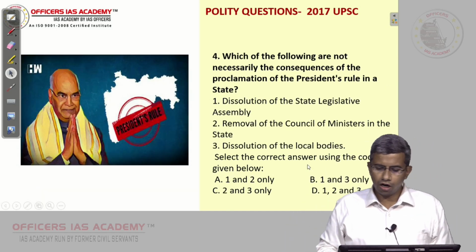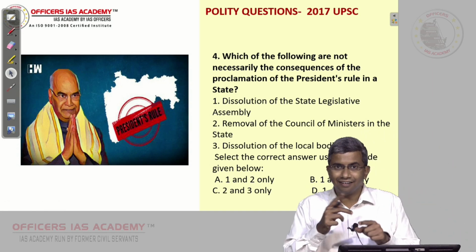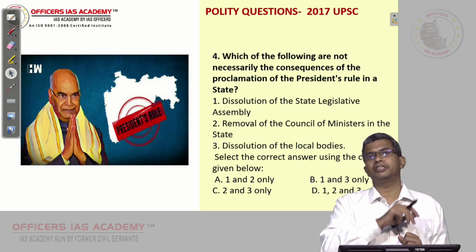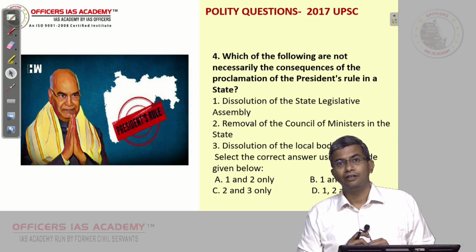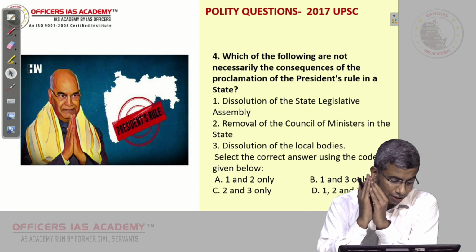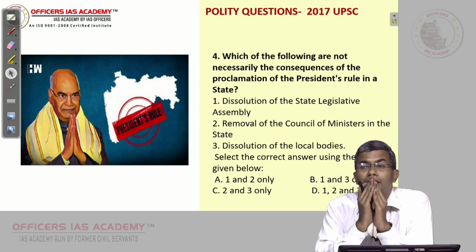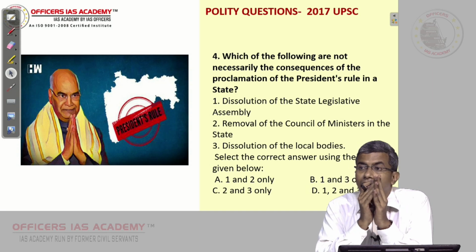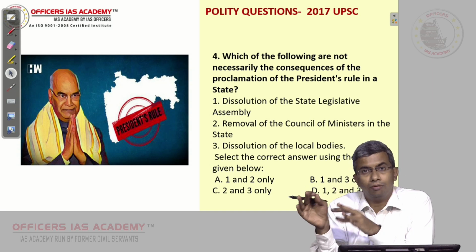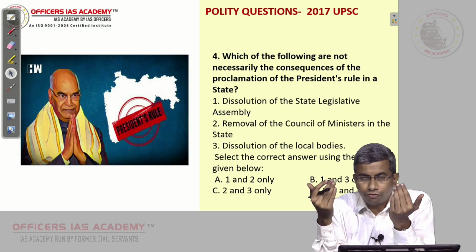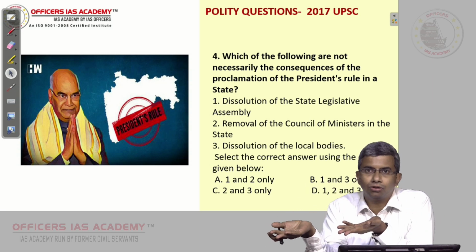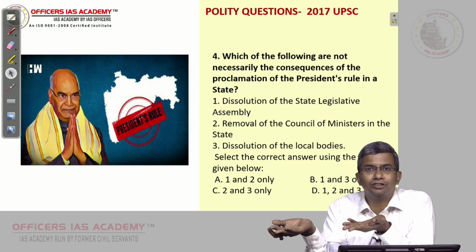Which of the following are not necessarily, again, not necessarily the consequences of the proclamation of President's rule in a state? So what does it mean? Whenever there is a presidential proclamation under Article 356, there are certain things which will definitely happen. What is the first thing that will happen? State government will be dismissed, isn't it? Because if you have the Council of Ministers headed by the Chief Minister, then it is not President's rule, it is the State government's rule.